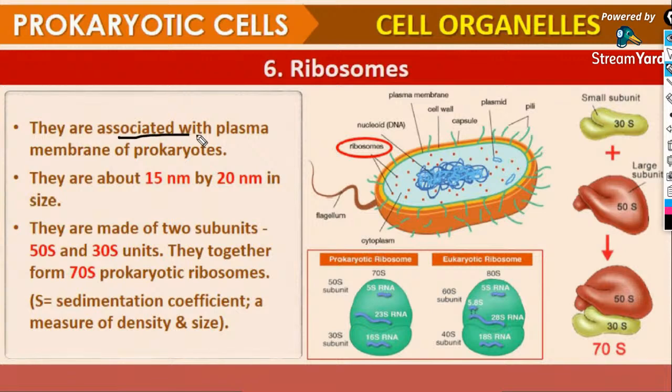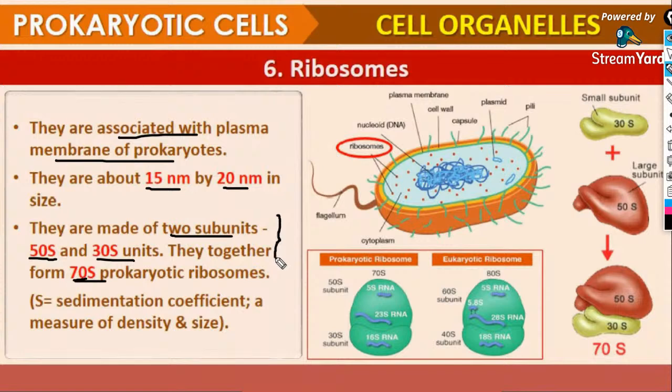Yes, they are associated with the plasma membrane of prokaryotes. So ribosomes are associated with the plasma membrane of prokaryotes. They are about 15 nanometer by 20 nanometer in size. They are made up of two subunits, 50S and 30S, which together form the 70S prokaryotic ribosomes.